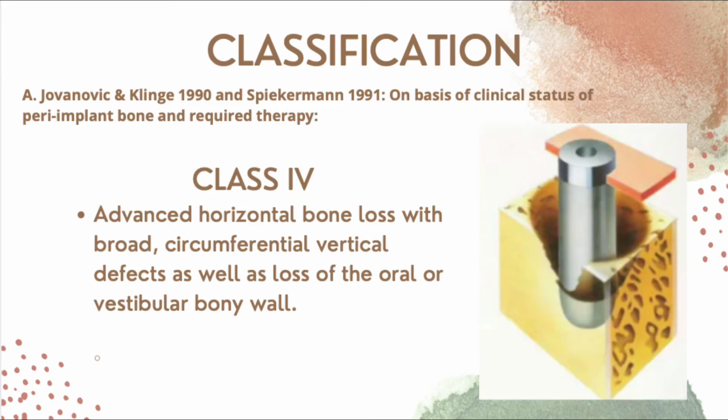So in summary, class 1, slight horizontal bone loss, minimal peri-implant defect. Class 2, moderate horizontal bone loss, isolated vertical defect, while for class 3, moderate to advanced horizontal bone loss with broad circular bony defect, while for class 4, this is more advanced and circumferential vertical defect.